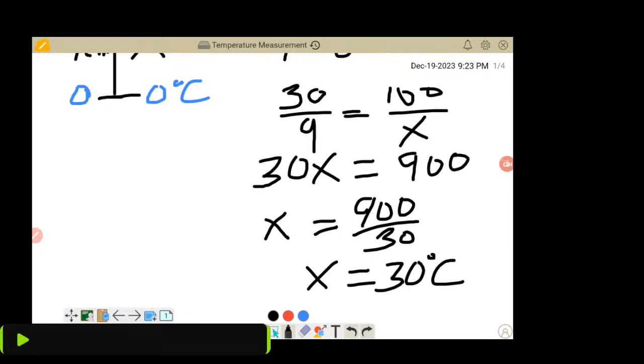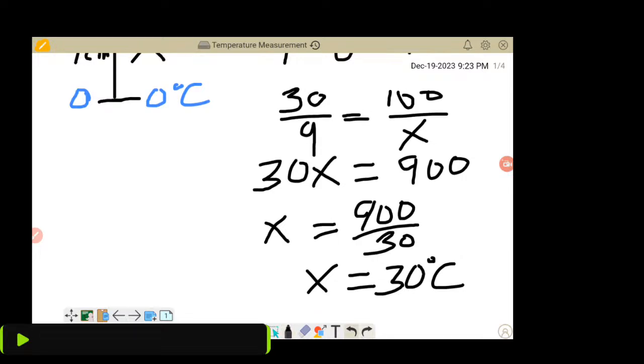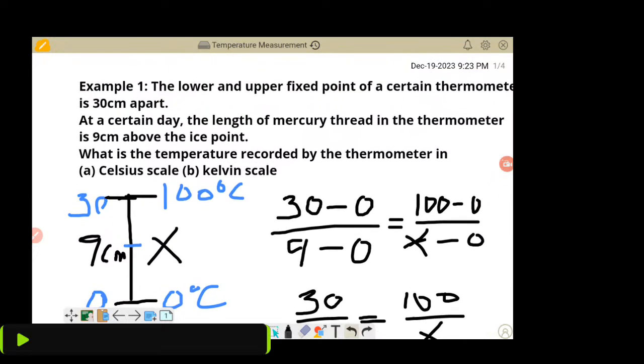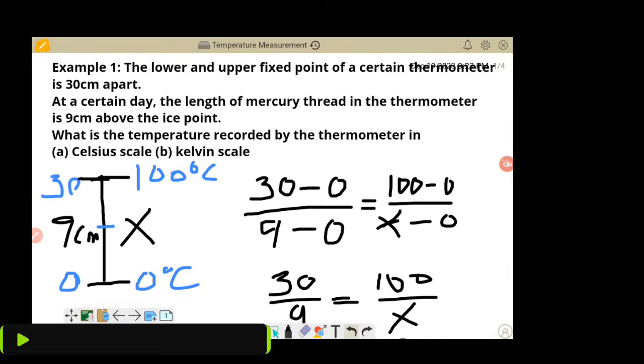Now, what is the implication of this? Let me quickly show us right from the question. The question says the lower and upper fixed point of a certain thermometer is 30 centimeter apart. That is what this question is telling us, that this point and this point are 30 centimeter apart. And the upper fixed point from the first screen that we checked before this example, upper fixed point of this thermometer given here is 100 degrees Celsius, while the lower fixed point is 0 degrees Celsius.